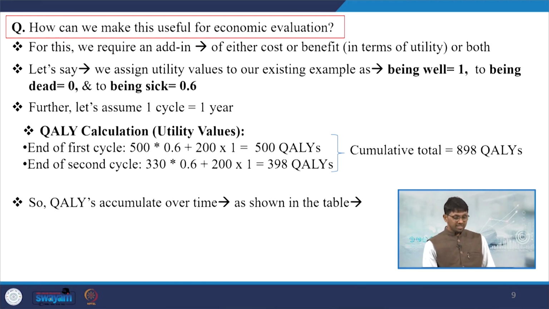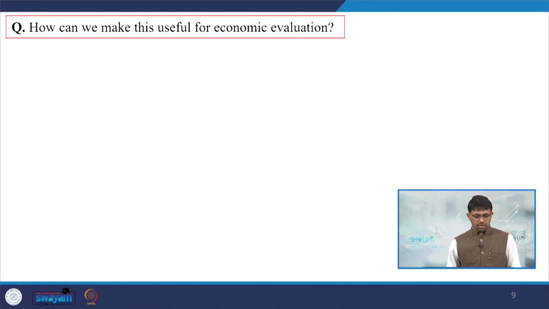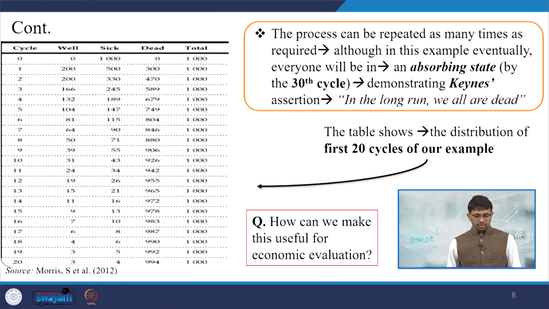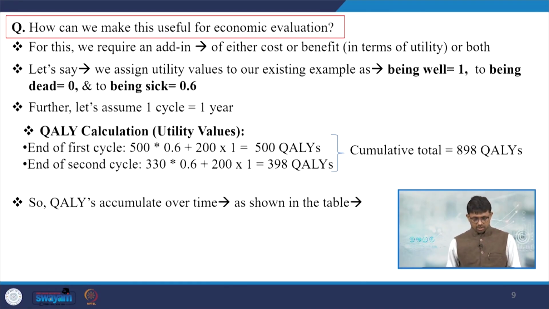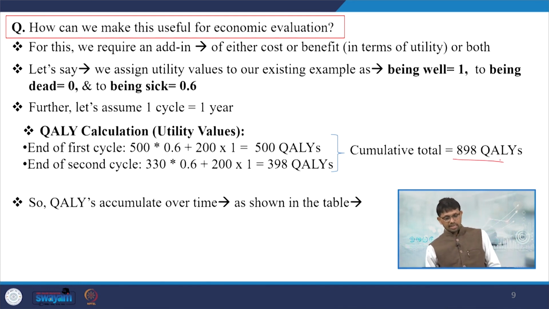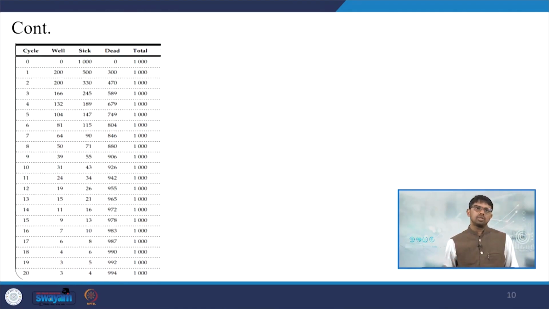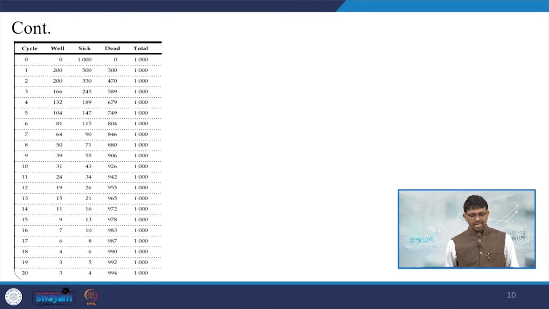On the second cycle, similarly with the same approach, based on the number, in the second cycle you can just see how many are there, 330 and 200. So, 330 into 0.6 plus 200 into 1, so 398. So, the cumulative qualities are actually 898. So, qualities accumulate over time, and that actually gives the accumulative value of the quality of life.